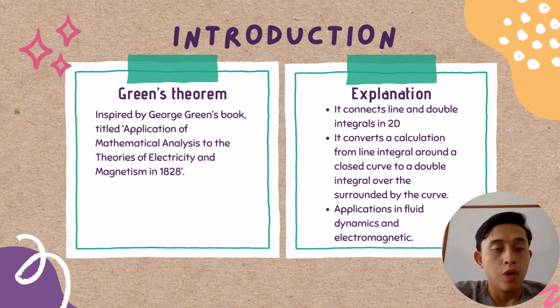So how was Green's theorem invented or inspired? It was inspired by George Green, a mathematician, in his book entitled An Essay on the Application of Mathematical Analysis to the Theories of Electricity and Magnetism in 1828. So where is the application of Green's theorem? Its applications are in fluid dynamics and electromagnetism, which fall under mathematical physics.